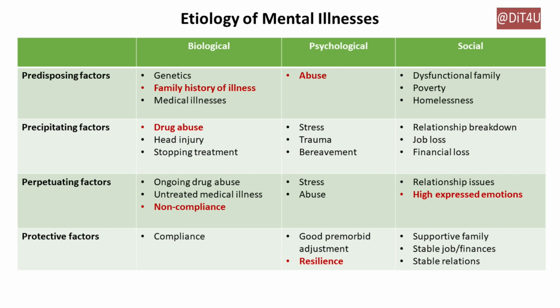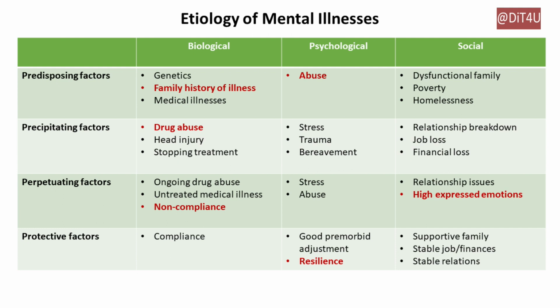Perpetuating means continuing factors, the ones which make the illness continue, even though the person might be taking treatment. So ongoing drug abuse: even though you are giving an antipsychotic to a patient with schizophrenia, the person continues to abuse cannabis. Therefore, his illness is not under control. Untreated medical illness: you are giving antidepressants, but thyroid function is not under control, so depression is not going to be treated. Abuse, stress, again relationship issues, high expressed emotions, which is particularly problematic with schizophrenia: victimizing the patient, blaming the patient, scolding the patient. It is associated with relapse of schizophrenia, and therefore the illness can continue.